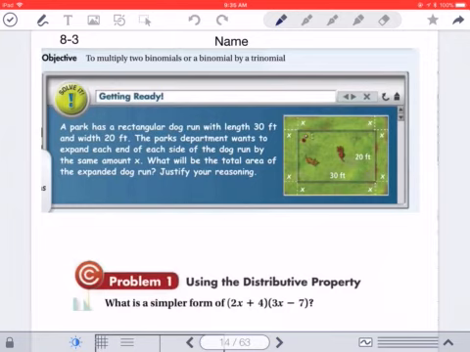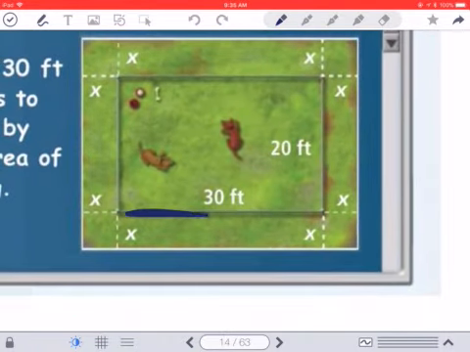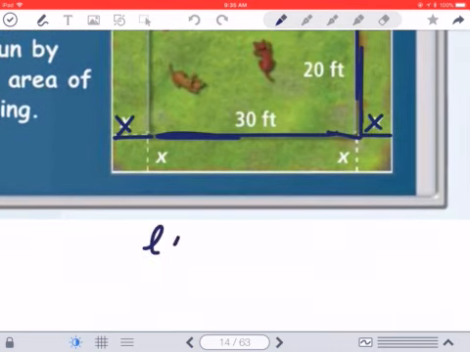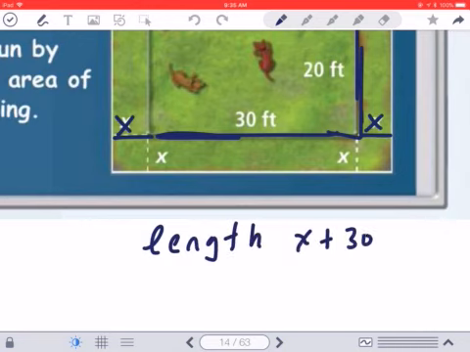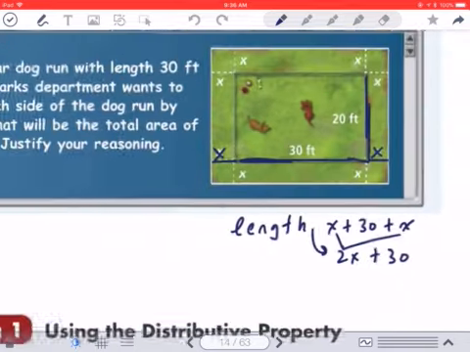All right, so we have a park with a rectangular dog run with a length of 30 feet and a width of 20 feet. So if I zoom in here, we got 30 by 20. And if I look a little closer, I see that this is x and this is x. So if I wanted to write an expression for the length, it would be x plus 30 plus x, which means the length would equal 2x plus 30. Okay, x and x makes 2x. So the simplified expression for the length would be 2x plus 30.